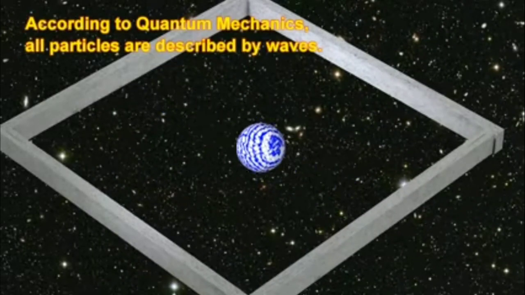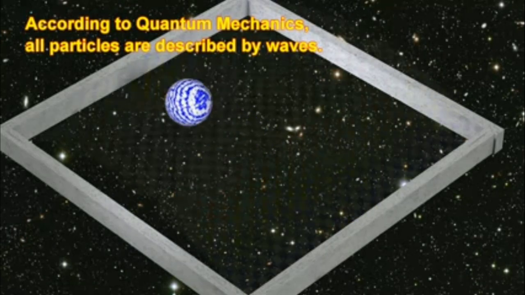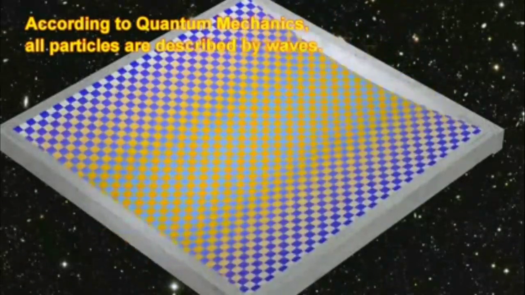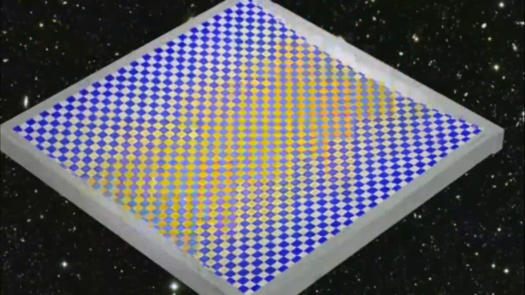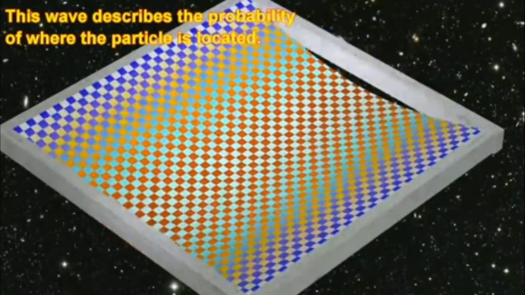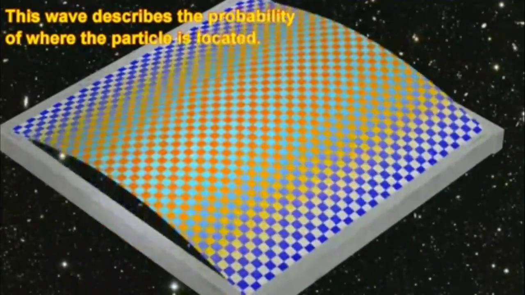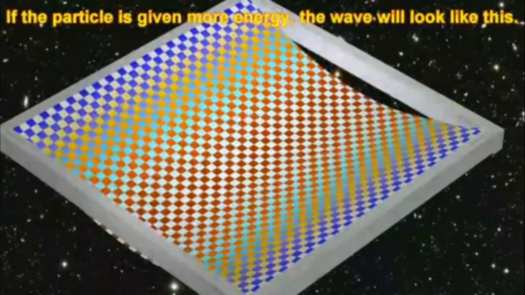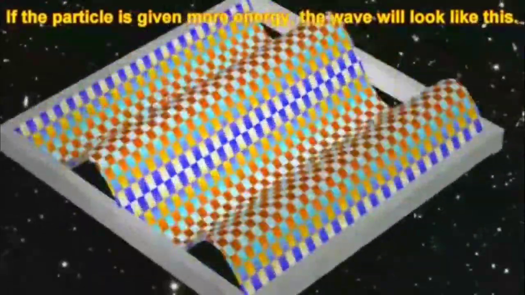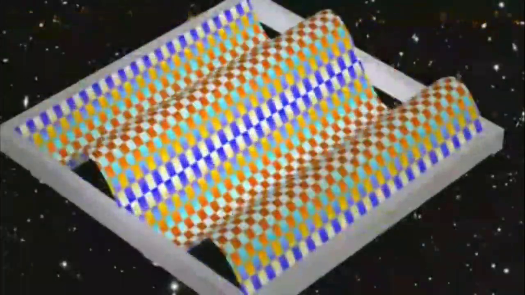According to quantum mechanics, all particles are described by waves. The wave describes the probability of where the particle is located. If the particle is given more energy, the wave will look like this. As the particle loses energy to the surroundings, the wave changes.